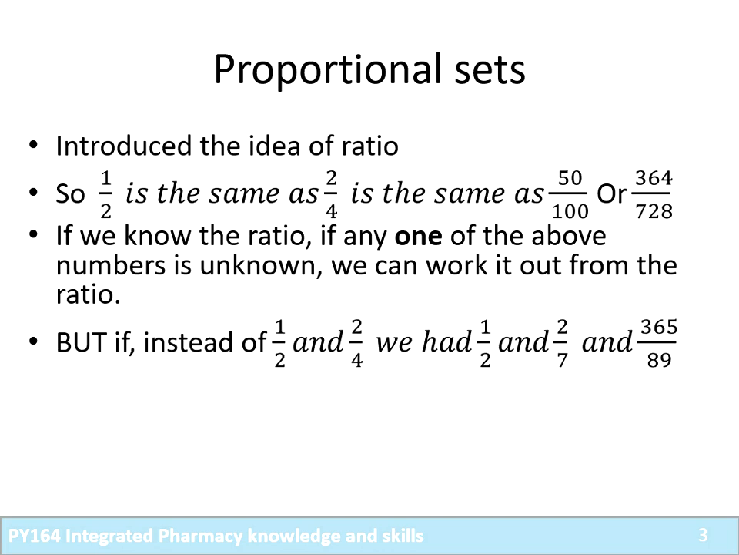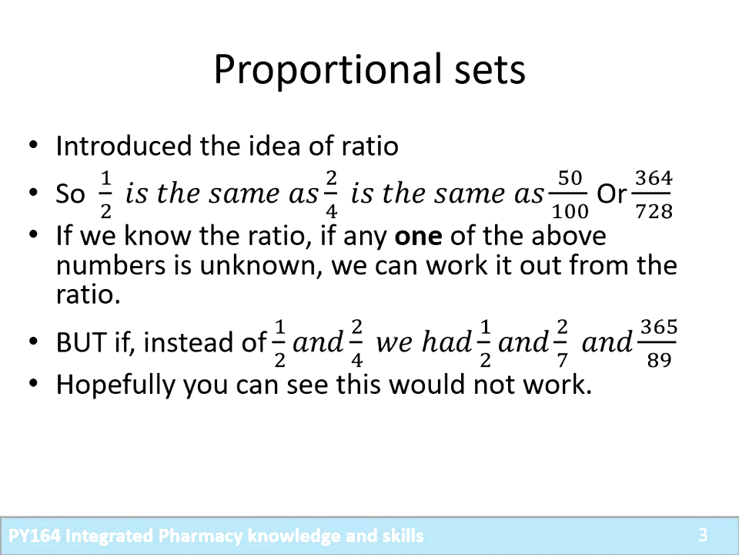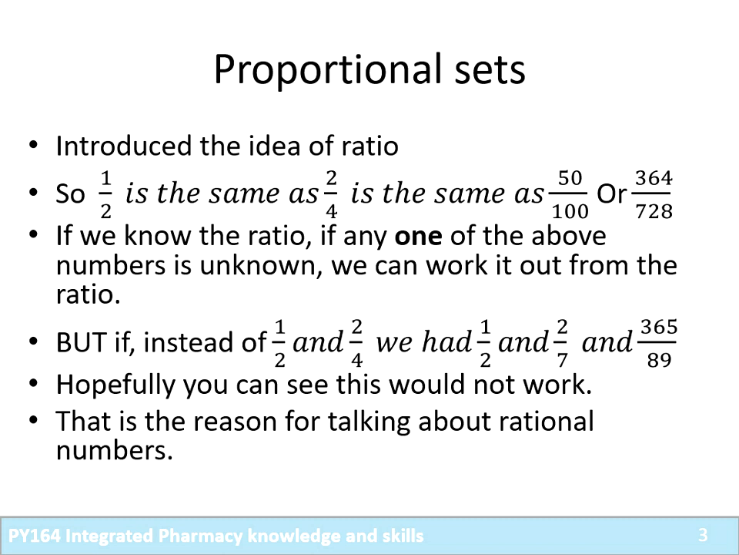If instead of 1/2 and 2/4, etc., we had perhaps 1/2 and 2/7, 365/89, hopefully you can see that that's not going to be the same thing. So we can't predict in any one of those situations what an individual number would be, because the relationship isn't there. And that's why we talk about rational numbers. That's the purpose of it.